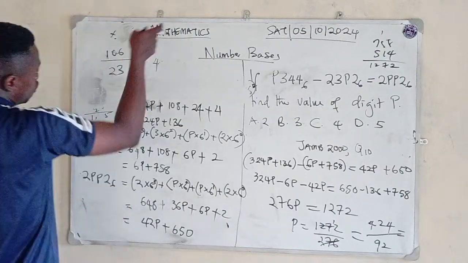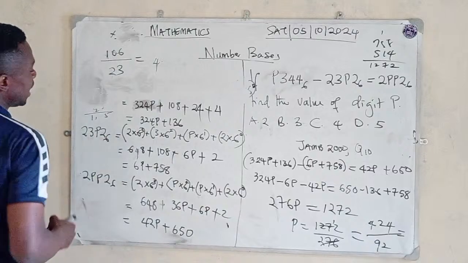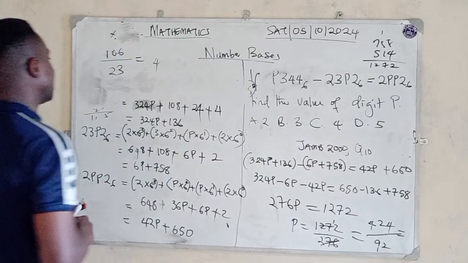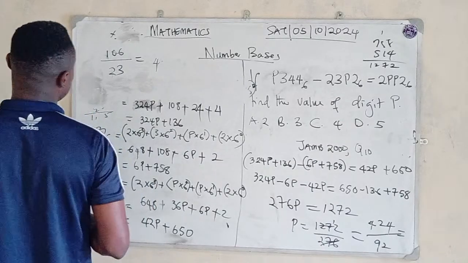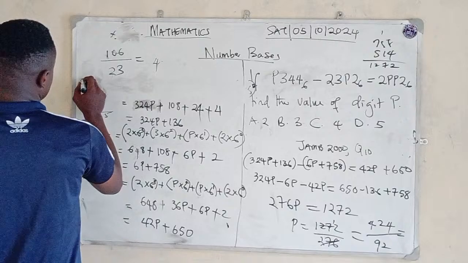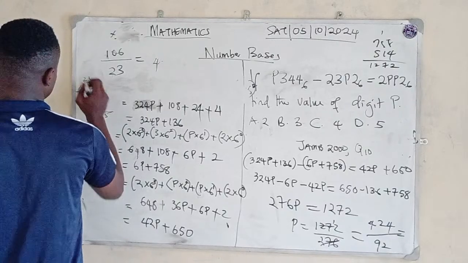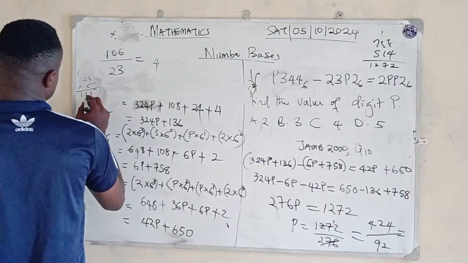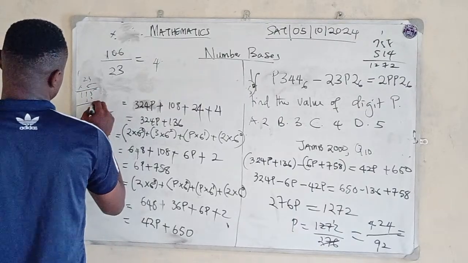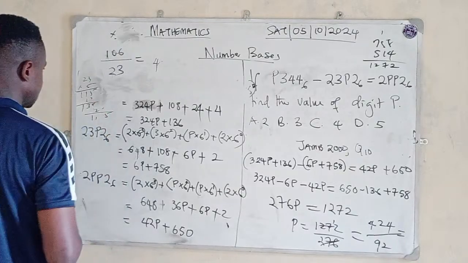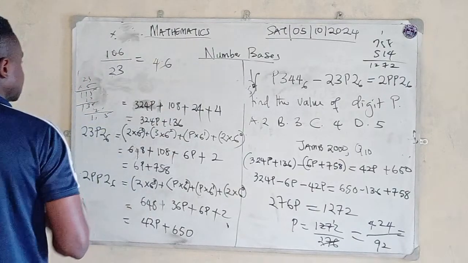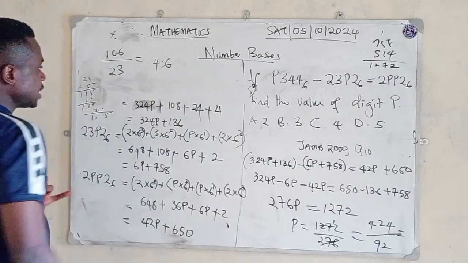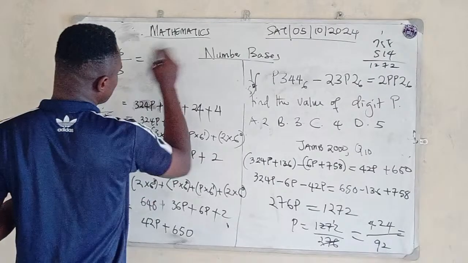There's nothing to add here again, so we keep dividing. 140 divided by 23. We know that 5 alone will give us 23 times 5, which is 115. Plus 23, we have 138. So 4.6. Remainder 2. 2 times the base we are working on, which is base 10, 20, keep dividing. So everything will stop at 4.6.